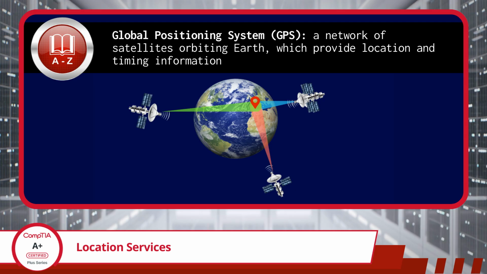GPS is a network of satellites orbiting the Earth that transmit location and timing information. A GPS receiver, such as the one inside your smartphone, listens for signals from multiple satellites and uses that information to calculate its position. The more satellite signals the device receives, the more accurate the location becomes. This is why GPS works best outdoors with a clear view of the sky.